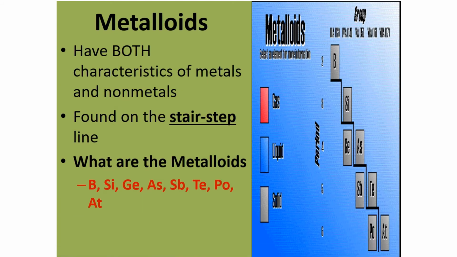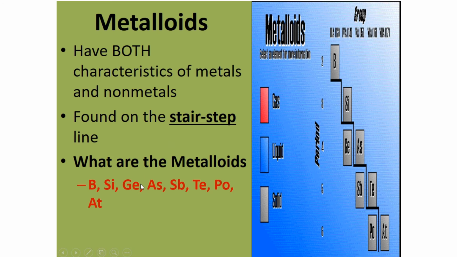Next one, we have the metalloids. Now, metalloids are not metals. They are also not non-metals, but they are called metalloids. It's a very specific category for these elements. They have characteristics of both metals and non-metals. They are found on the stair-step line in the periodic table.